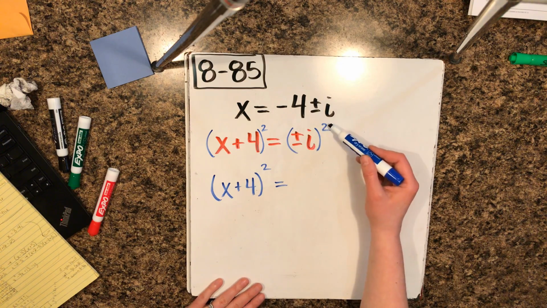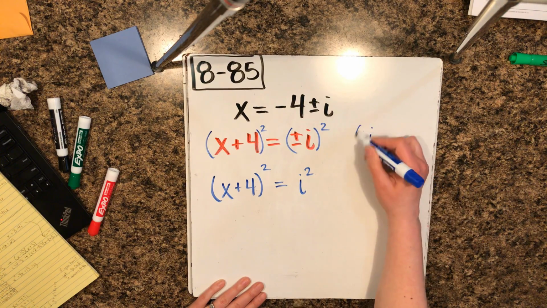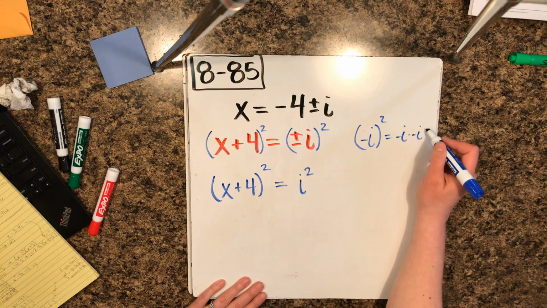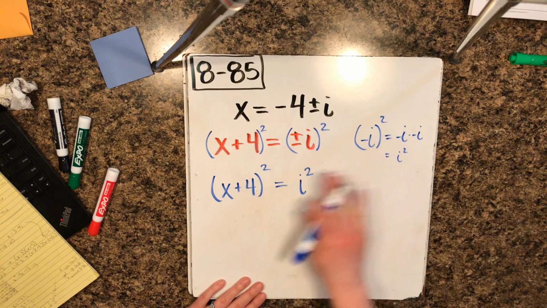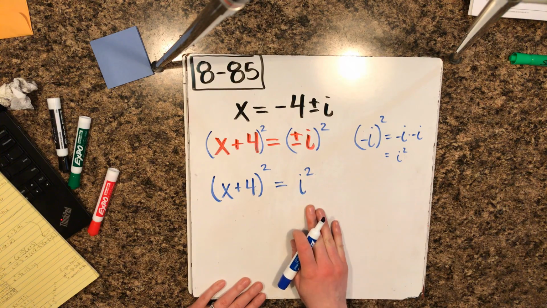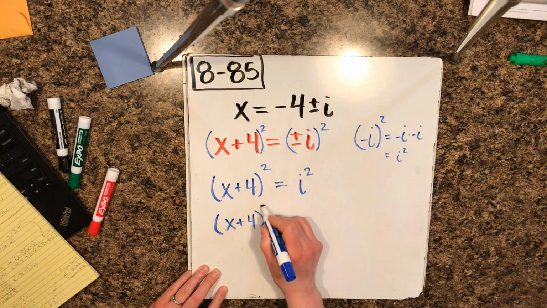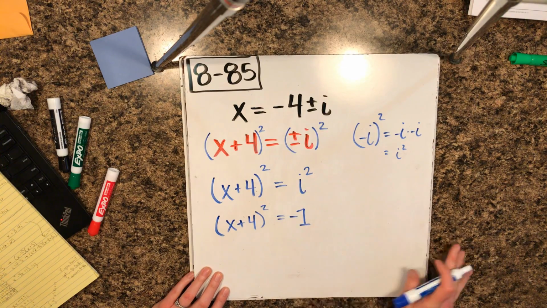Positive I squared is I squared. Negative I squared is negative I times negative I. That's also positive I squared. Okay, so either way, it's going to be an I squared on this side. What does I squared equal? Okay, that's just a fact of math you have to know.